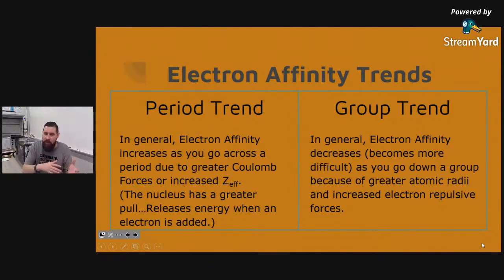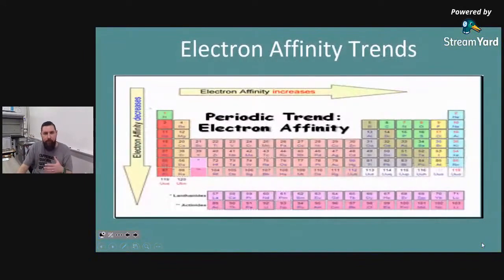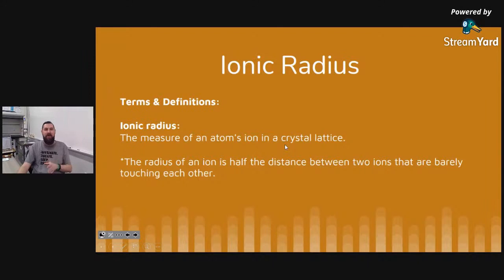So this is why we see the period trend and the group trends that we do. So on the periodic table, again, as you go across, electron affinity increases, electron affinity decreases as you move down a column. This also has a role in why we find that our metals tend to lose electrons and nonmetals tend to gain. High electron affinity, these want to gain, these don't. Okay? And that goes back towards electron configuration of a noble gas. So that's electron affinity. Next one, ionic radius.